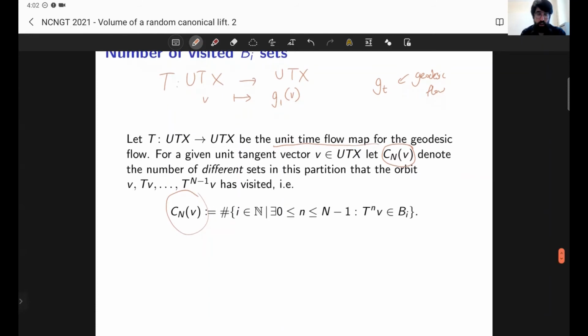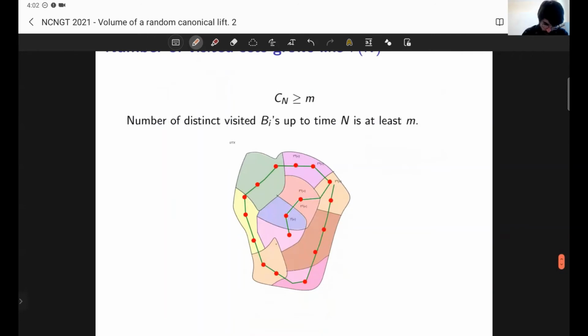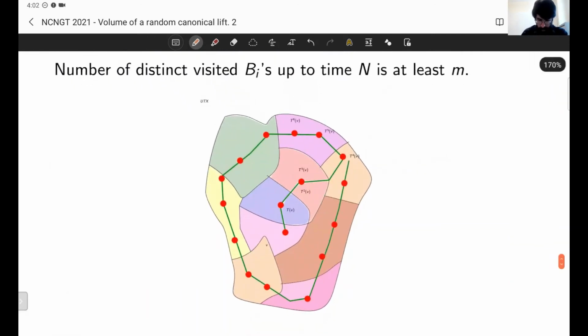Now, this is keeping track. If you remember, each set B_i corresponds to an orthogeodesic of order i. And so it's keeping track of the free homotopy classes of gamma arcs. So let's consider a picture. Here's the picture, a simplified cartoon of the unit tangent bundle. And here's our initial point. Let's pick an initial point v, this red dot here. We apply the unit time flow map, we get to T(v).